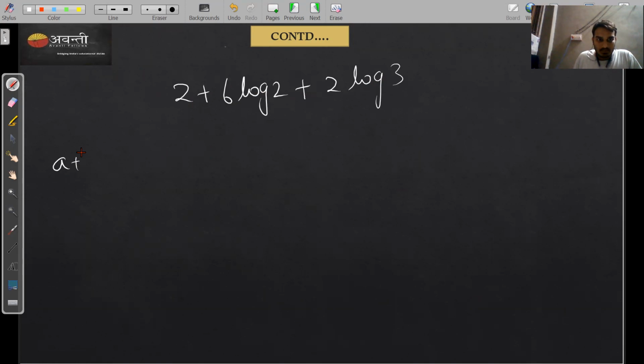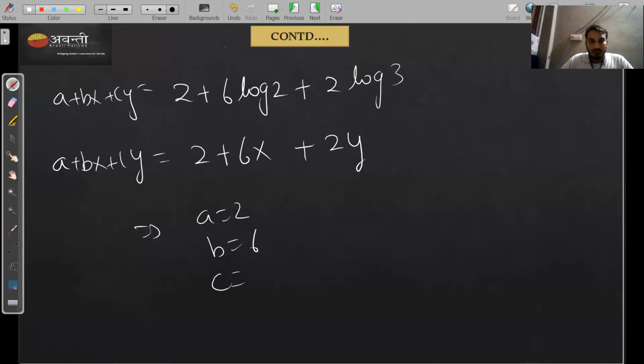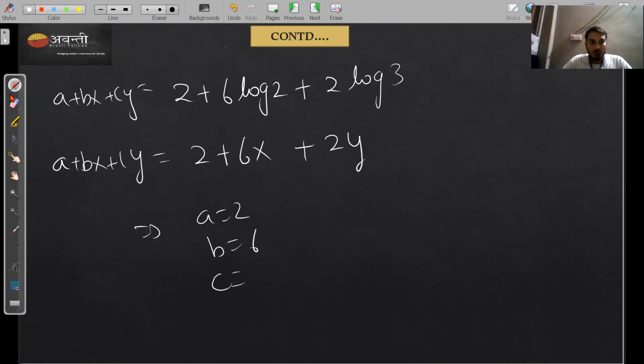So a plus bx plus cy. What is log 2? x. What is log 3? y. So it implies a is 2, b is 6, c is 2. Sorry, sorry students, so it becomes 4 times log 3, right? It becomes 4 times log 3.